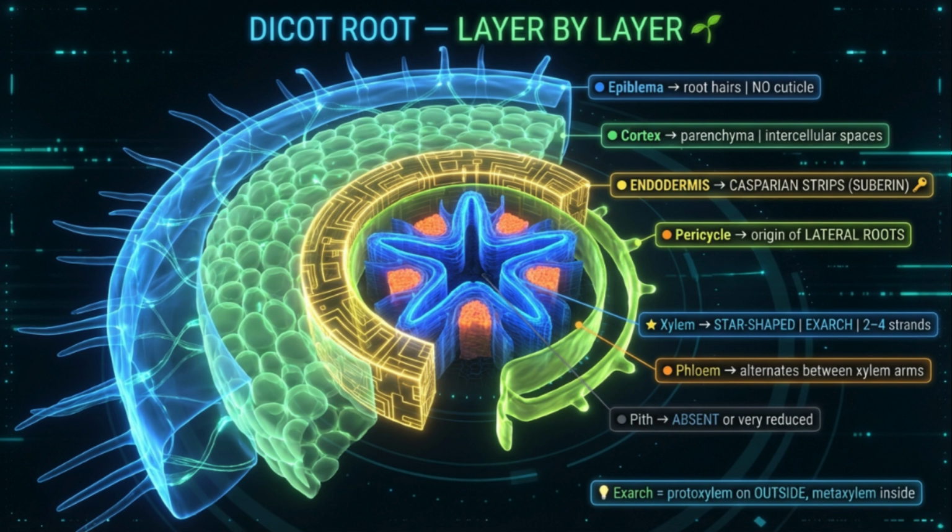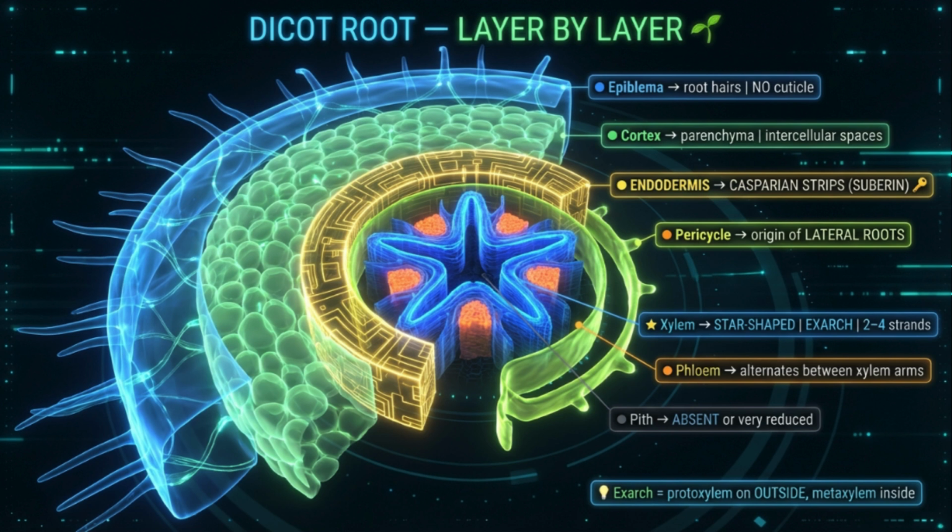The outermost layer of a root is called the epiblema, not epidermis. That word belongs to the shoot system. The epiblema is single-layered and produces unicellular root hairs, tiny tubular extensions of individual cells that massively increase the surface area available for water absorption. And here's a critical point. There is no cuticle on the epiblema. A waxy cuticle would block water from entering. Roots need to be permeable, so no cuticle.